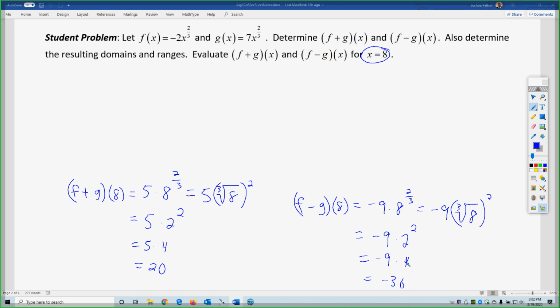Okay, so it looks like in this example we get 8 comma 20 as one of the coordinates on the graph, and this one we get 8 comma negative 36 as one of the coordinates on those graphs that we made. That is the end of part 2.